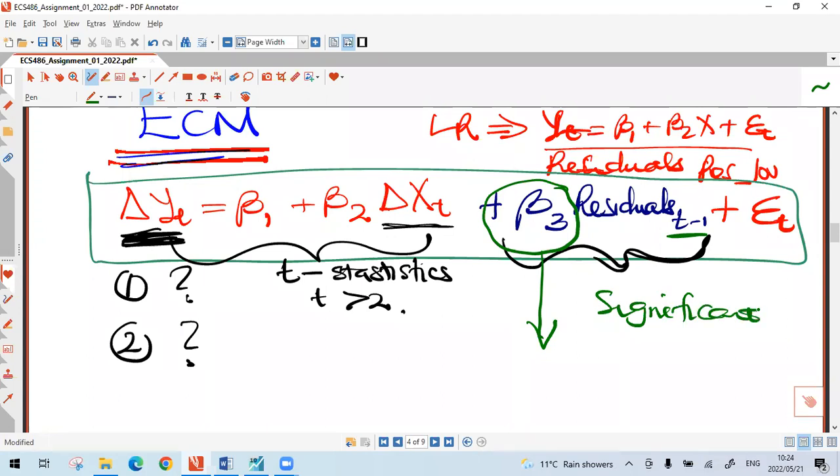then you know that, oh, this model I'm having, if there's a shock in the short run, it can actually go back to equilibrium after some time. But how long will it take to get back to equilibrium? You're also guided by this beta 3, because we know this beta 3 should be bounded. It should be between -1 and 0, right?